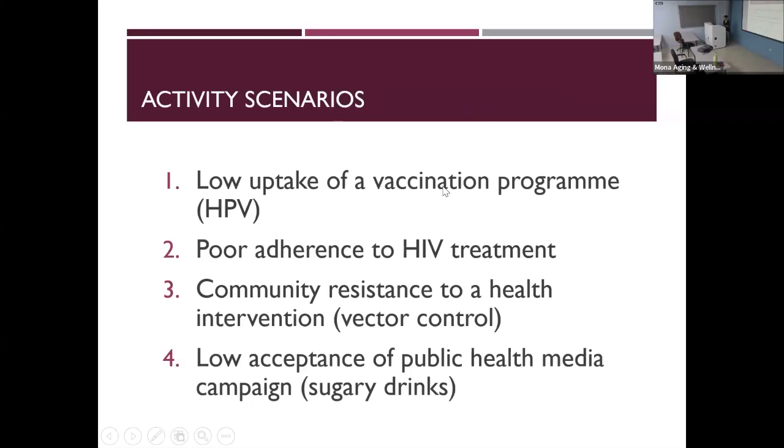So the ones I have here: low uptake of vaccination programs for HPV, poor adherence to HIV treatment. And since I'm only doing 3, number 3 is very relevant now, so I'll use that one. Number 4 is an ongoing struggle: community resistance to a health intervention. In this scenario, it says vector controls there, but more specifically, I'm looking at mosquitoes, mosquito breeding, and trying to keep our indices down. That's how they call it. Any environmental people here can correct me.